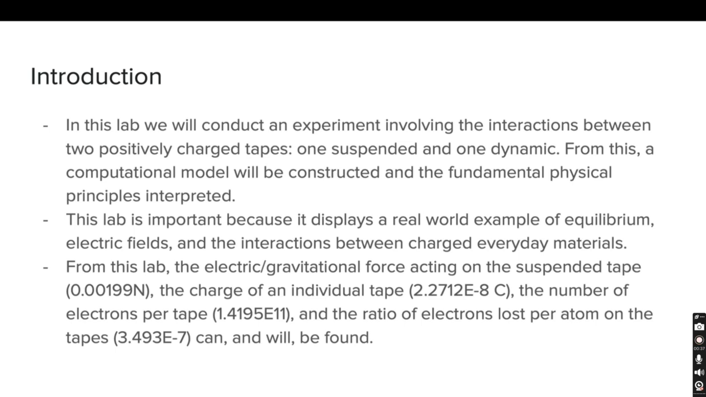From this lab, the electric and gravitational force acting on a suspended tape, around 0.00199 newtons, the charge of an individual tape, around 2.3 times 10 to the negative 8 coulombs, the number of electrons per tape, around 1.42 times 10 to the negative 11th, and the ratio of electrons lost per atom on the tape, around 3.5 times 10 to the negative 7, can and will be found.